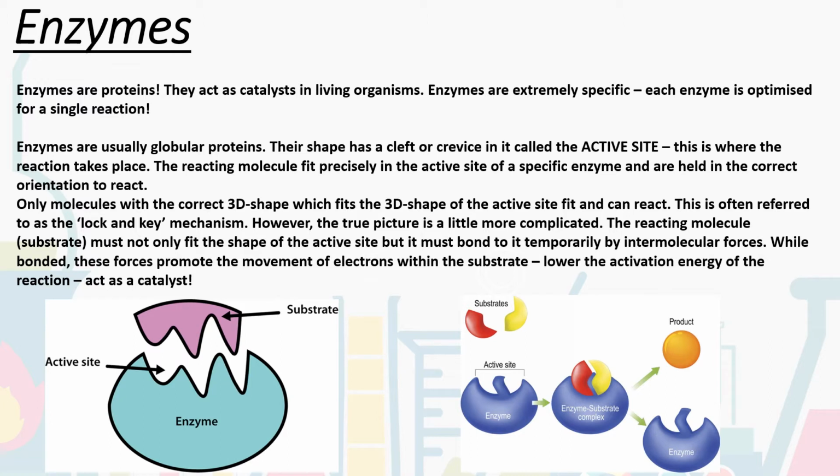Now, enzymes are what are called usually globular proteins, just a specific type of protein, and their shape has a cleft or a crevice in it, essentially a part of it where it kind of juts in, and this is called the active site. This is where the reaction takes place. And so the reacting molecule, the substrate, will fit precisely into the active site of a specific enzyme, and it will be held in the correct orientation to be able to react.